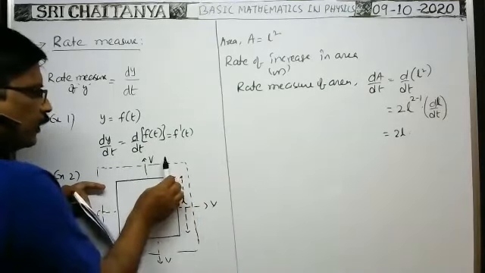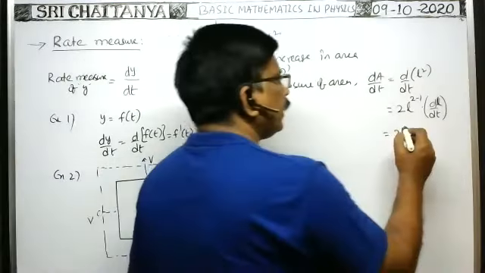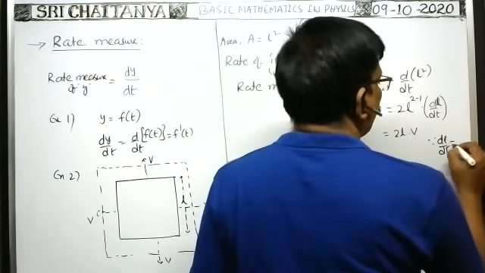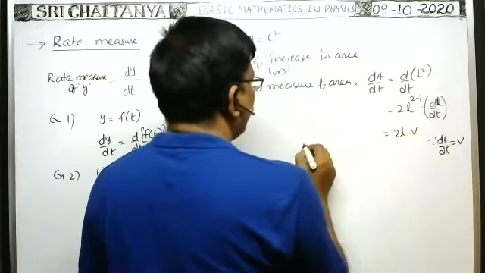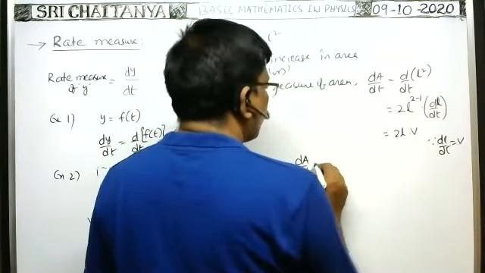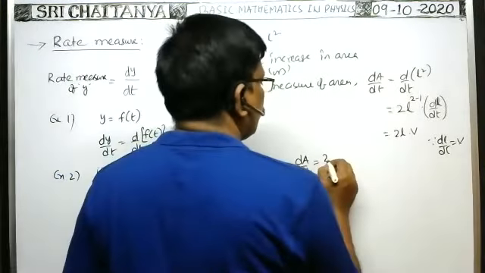Here, if the frame comes with speed v like this, then this side also keeps increasing with speed v, no? Therefore dl by dt is the increase in speed of the side. dl by dt is equal to v. Therefore, rate measure of area, dA by dt. At what rate the area increases means dA by dt is equal to 2L into v.